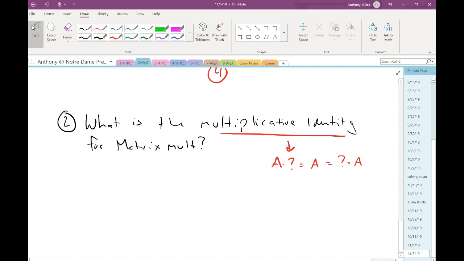So what can we say about this matrix, question mark? It's also a square matrix, right? In fact, it has to have the same dimension as A, but sure, it's got to be a square matrix. What do you think the entries in that matrix would look like? So you think they're all ones? Is that what you're saying?